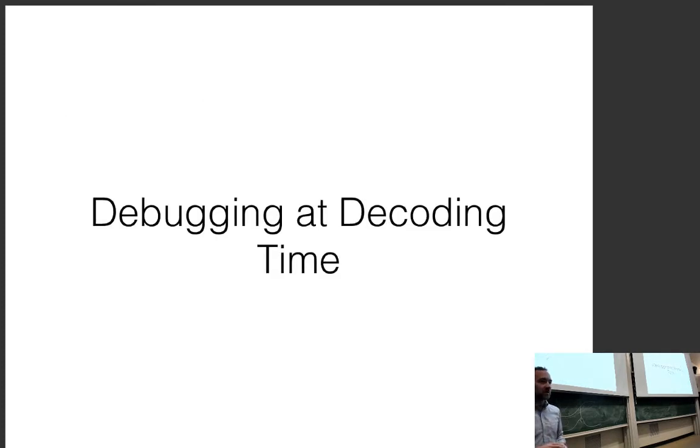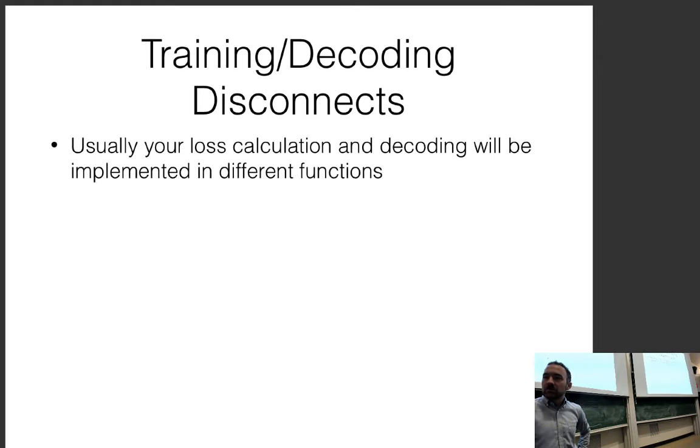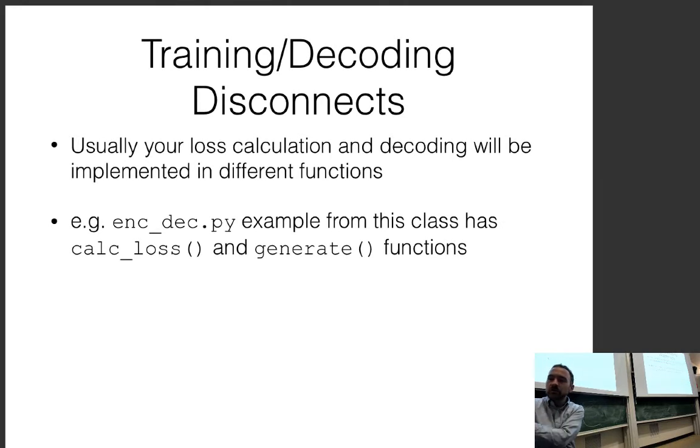So the next thing is debugging at test time, and specifically debugging at test time for structured prediction or sequence-to-sequence models. This is the most common mistake that people make. This is the most common way to introduce bugs into your program when you're creating a model for NLP. The reason is that usually your loss calculation and decoding or generation will be implemented in different functions. Specifically, if you look at the encoder-decoder example on the class website, there's the calc loss function and the generate function. The calc loss function calculates the loss for training, and the generate function generates sentences for testing.